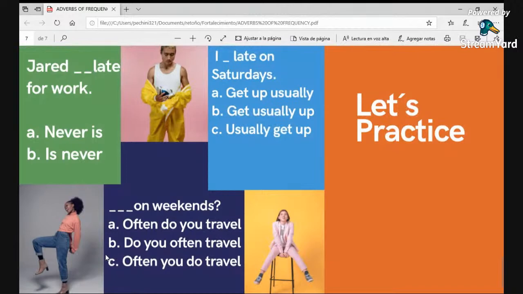Correct. The letter B is the most appropriate option. Do you often travel on weekends? Remember that you have to include the adverb of frequency before your main verb.